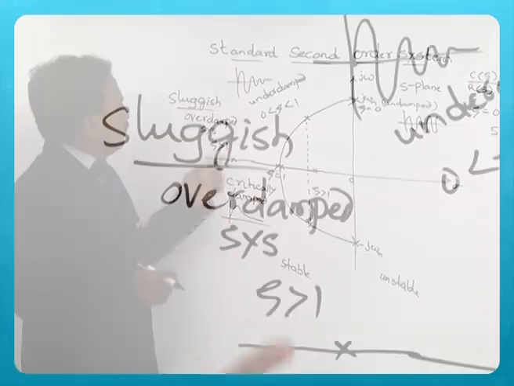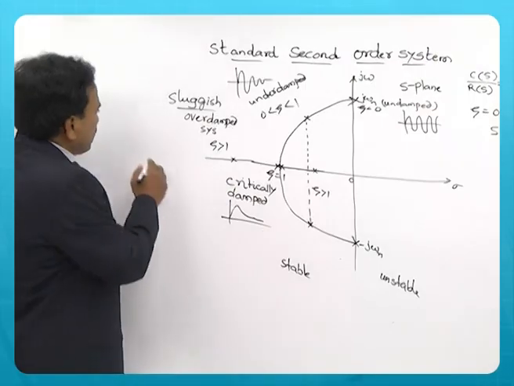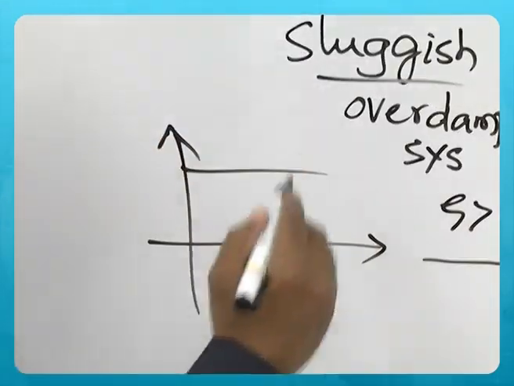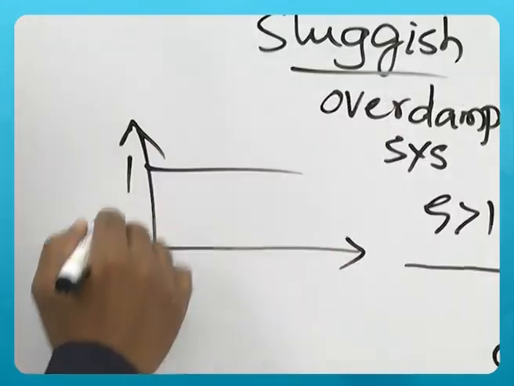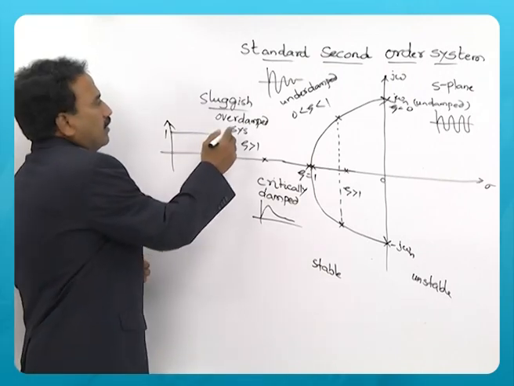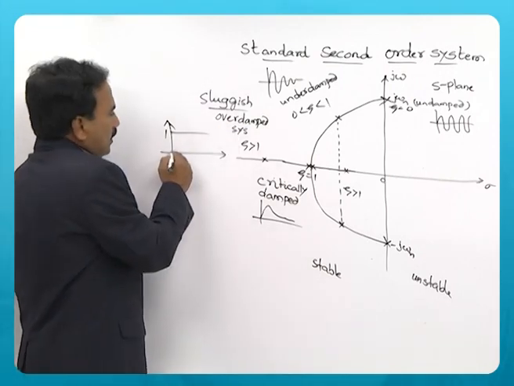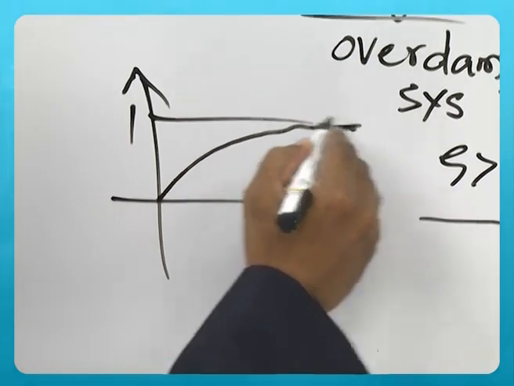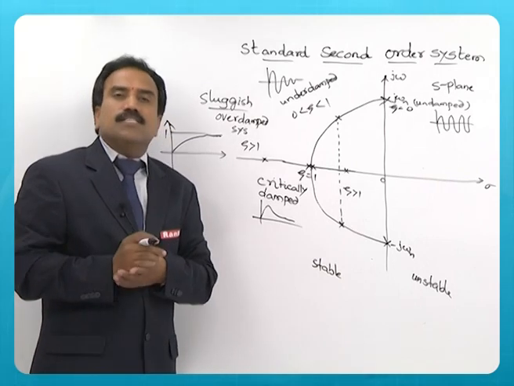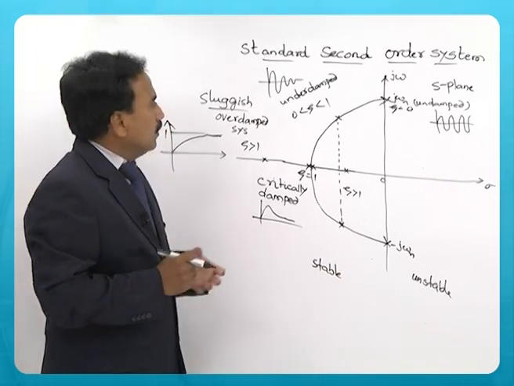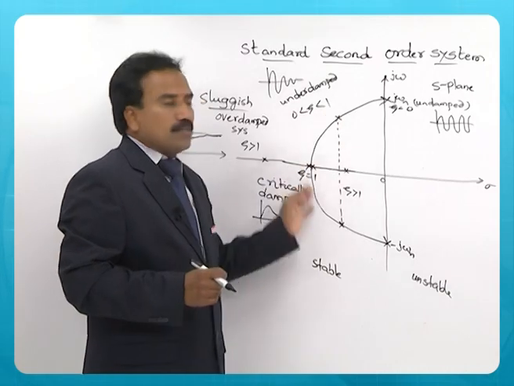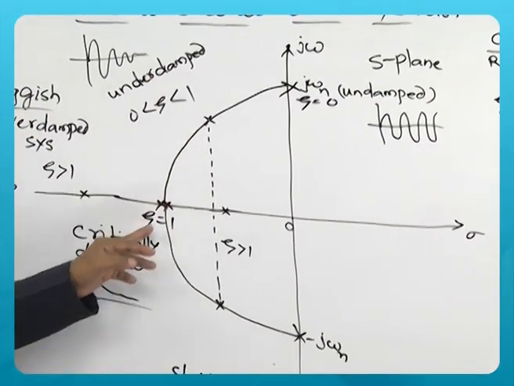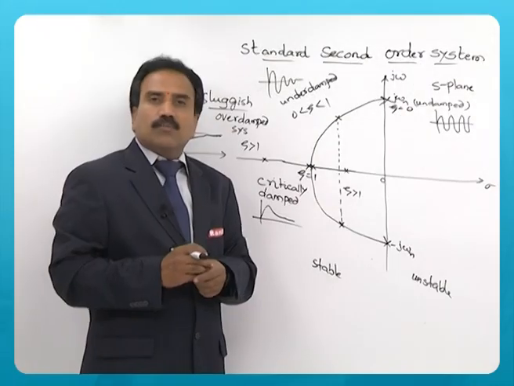So, in the case of over-damped system, if you excite a system with a unit step input, then over-damped system means it takes more time to reach the steady state. That way we say it is a sluggish system. So, this is the movement of poles from zeta equal to 0, zeta less than 1, and then zeta equal to 1 and zeta greater than 1.